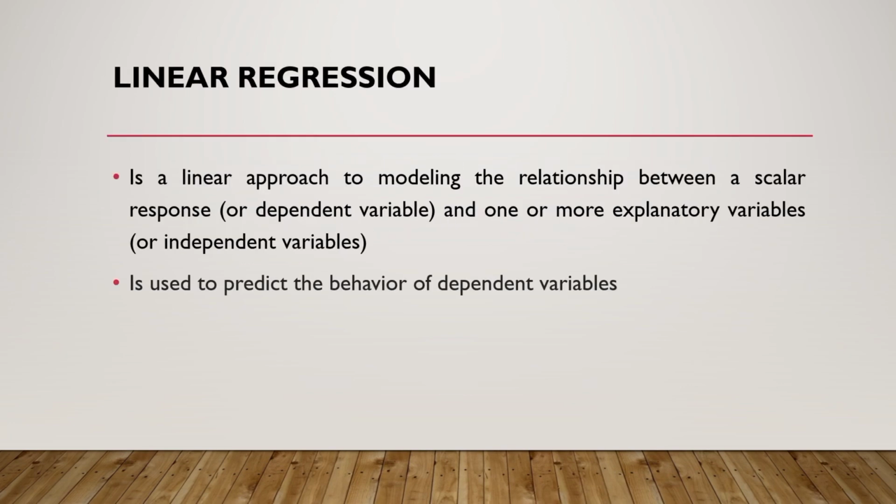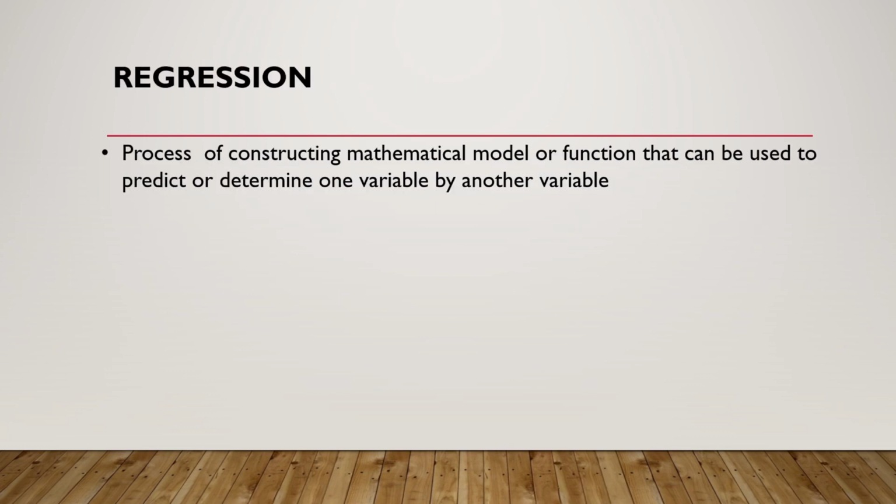Now let's first define what linear regression is. By the name itself, linear. It is a linear approach to modeling the relationship between a scalar response or dependent variable and one or more explanatory variables or independent variables. So it is used to predict the behavior of the given dependent variables. Regression is the process of constructing a mathematical model or function that can be used to predict or determine one variable by another variable.